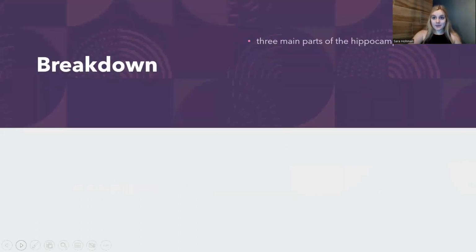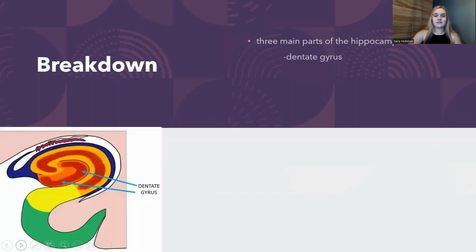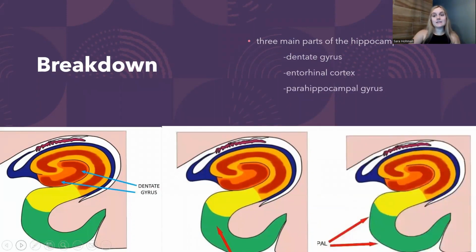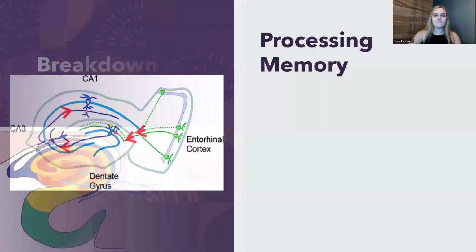Now, there are three main parts of the hippocampus: the dentate gyrus, the entorhinal cortex, and the parahippocampal gyrus. As you can see in these three pictures, it makes this cool little S shape, kind of like a seahorse. Hippocampus means seahorse in Greek, so that's where that name originates from, as well as the shape you can see.